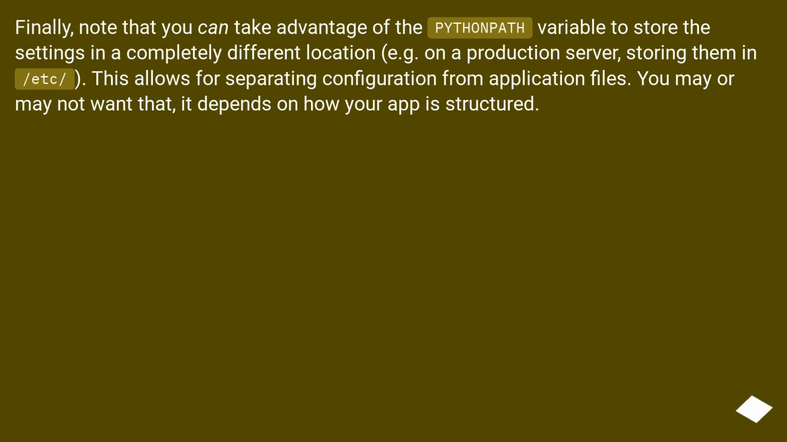Finally, note that you can take advantage of the Python path variable to store the settings in a completely different location, for example on a production server, storing them in /etc/. This allows for separating configuration from application files. You may or may not want that, it depends on how your app is structured.